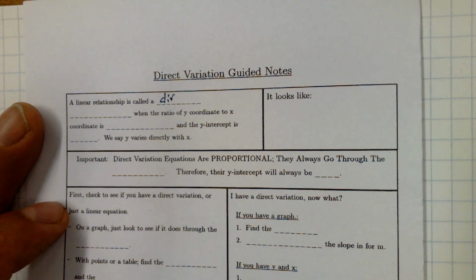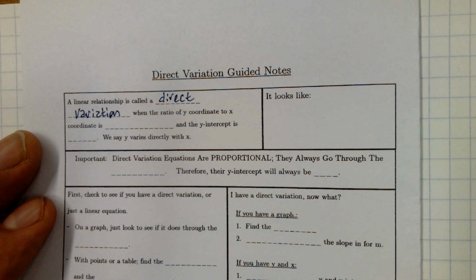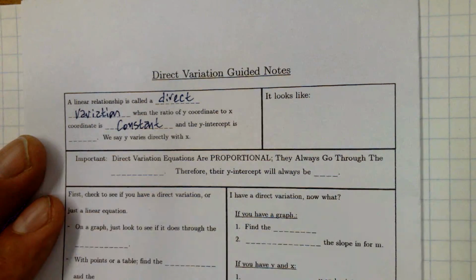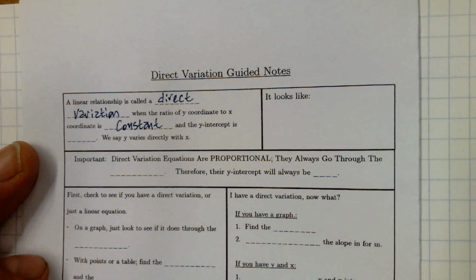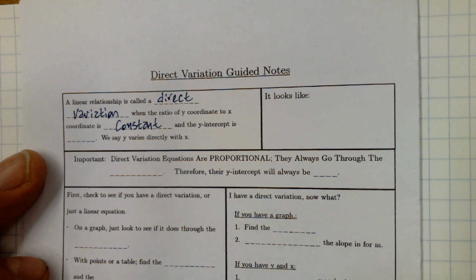So a linear relationship is called a direct variation when the ratio of the y coordinate to the x coordinate is constant. And we'll talk about what that means in a bit. That means it stays the same. And the y-intercept is 0.